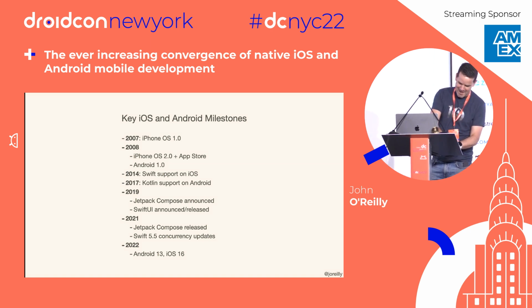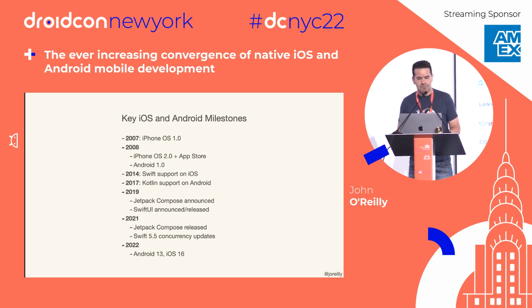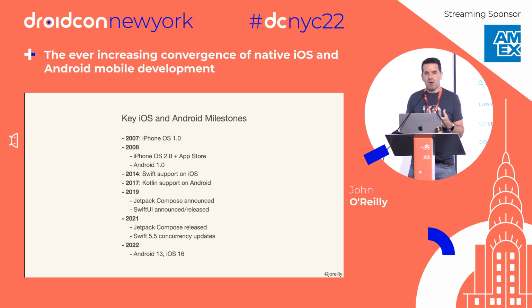And needless to say, devices on both platforms have changed a lot since then and have become, as I mentioned, a lot more aligned. Fast forward to 2014, Swift is now supported on iOS, and 3 years later, Kotlin on Android. The languages, as we mentioned, are significantly more similar to each other than Java is to Objective-C.